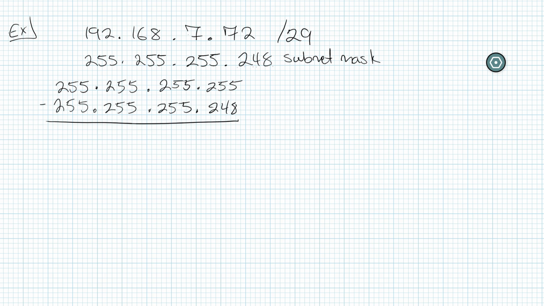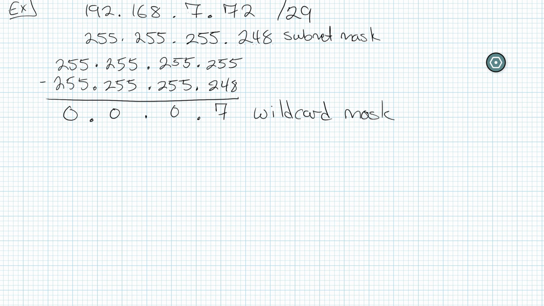Okay, so we have 5 minus 8, which is like 15 minus 8, which is going to give us 7. Carries over 4 minus 4, 2 minus 2. So we get 7, 0, 0, 0. And in fact, our wildcard mask is simply 0.0.0.7. And that's how you calculate a wildcard mask.